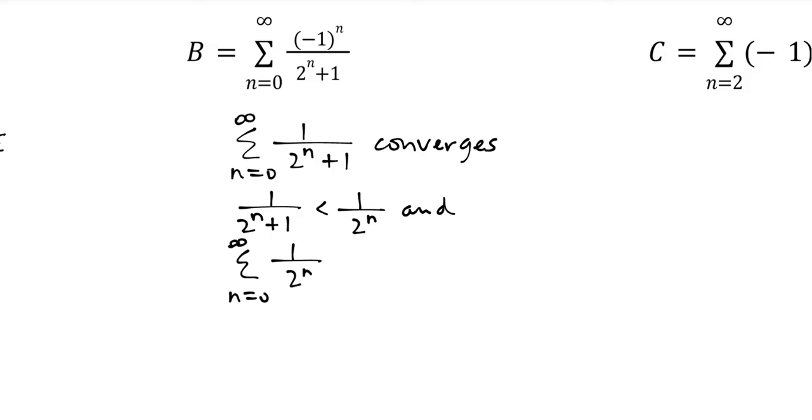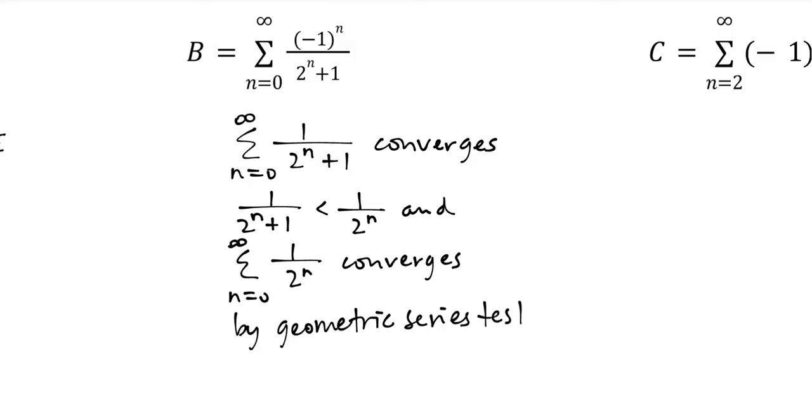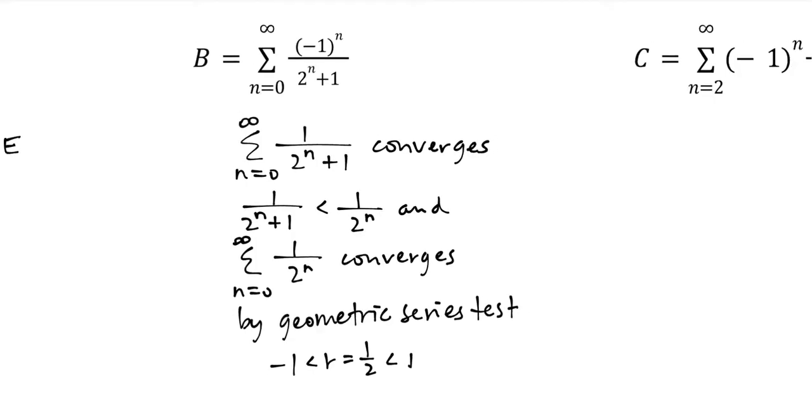over 2 to the n converges by the geometric series test. R equals 1/2 is between -1 and +1.